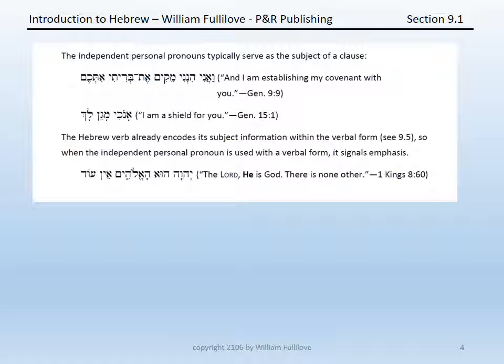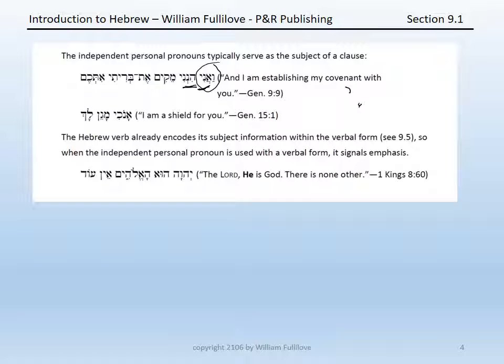Typically, the independent personal pronoun will serve as the subject of a clause. For instance, Genesis 9:9, Va'ani hineni mekim et briti itkhem. In this case, the clause begins with a vav, the connector, and then the independent personal pronoun, ani, and I. And then this is actually a form of hine with a hireq yod, ni suffix.